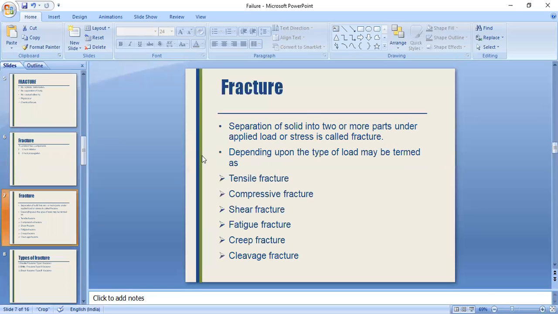So let us go to the definition of fracture. Fracture, we can say, any body or any material when it is under loading conditions or it is facing some stress inside the material, that material which separates into two parts or more than two parts, that we are going to call it as a fracture.